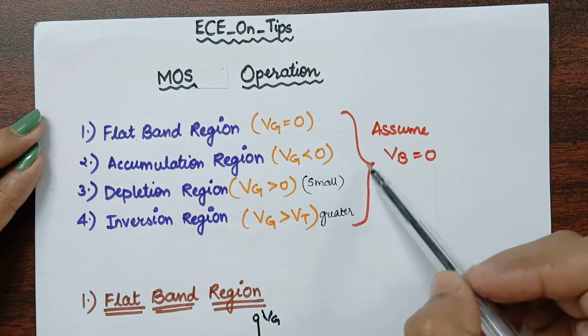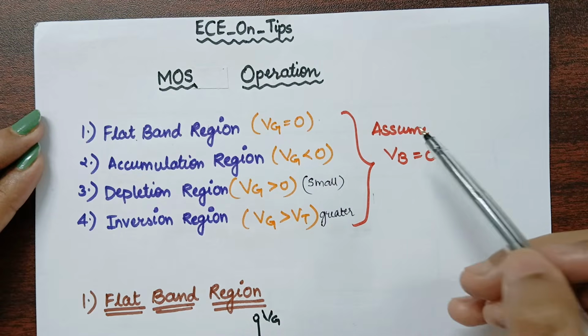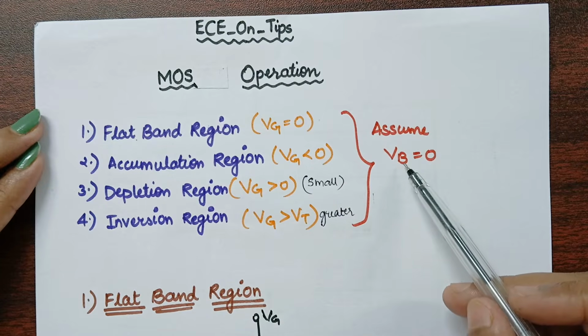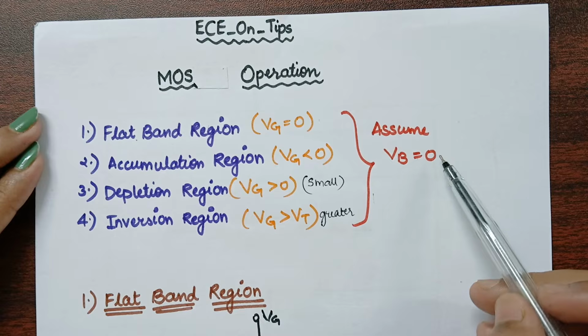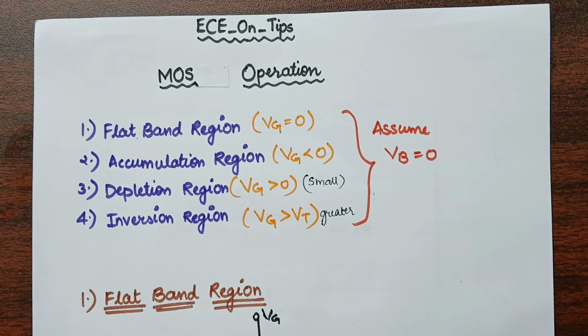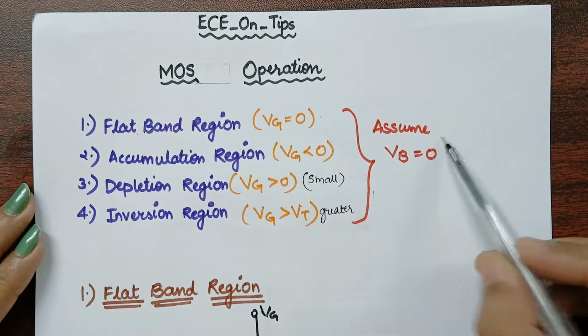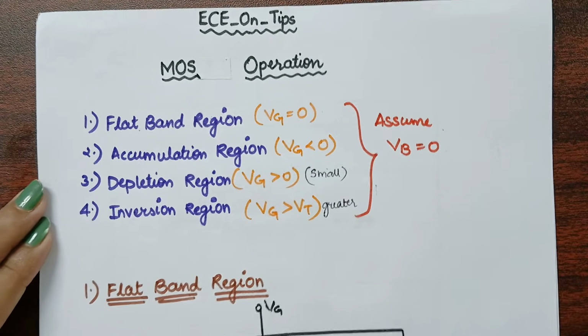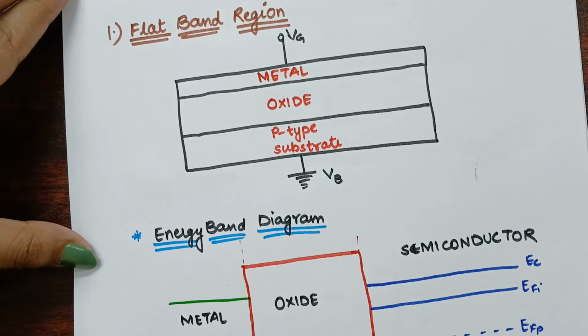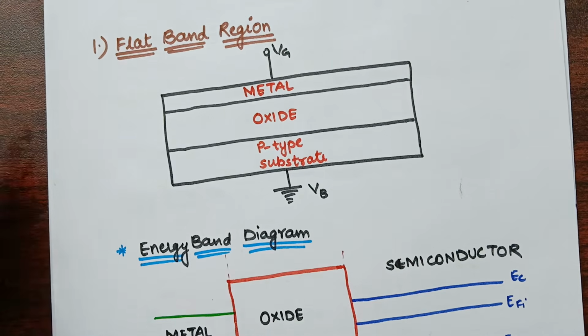All these four regions are assumed to be operated when the body or the substrate voltage is considered to be zero, or it is grounded. So this is the criteria under which these four regions operate. So first we will study the flatband region. So what do we observe in the flatband region?